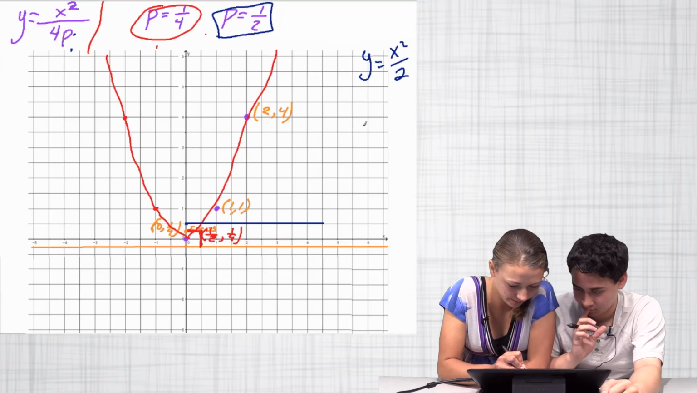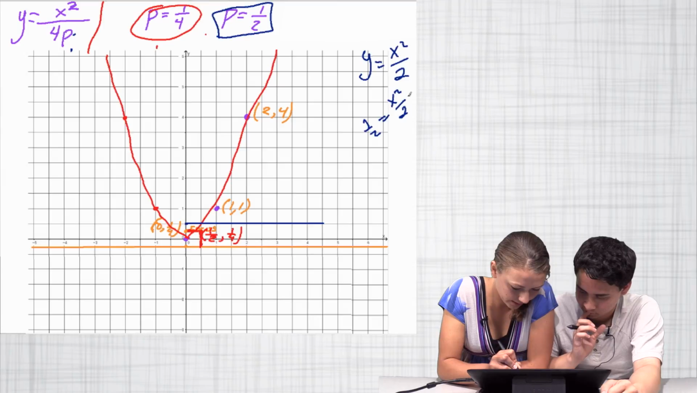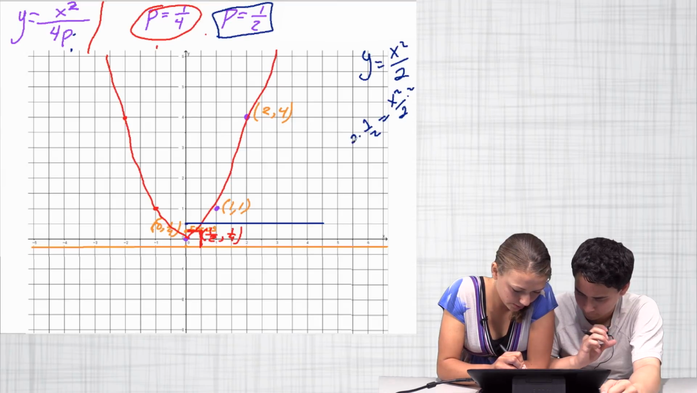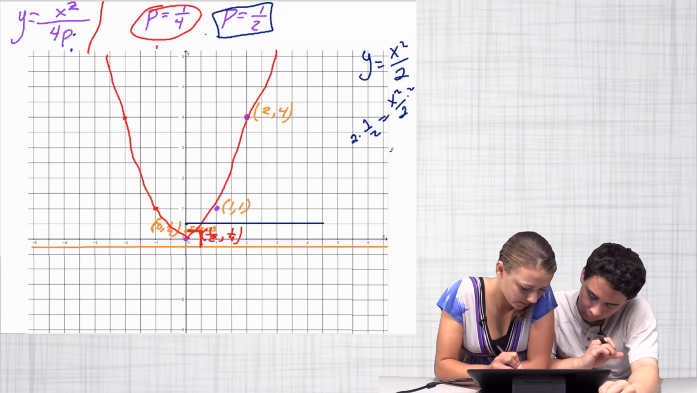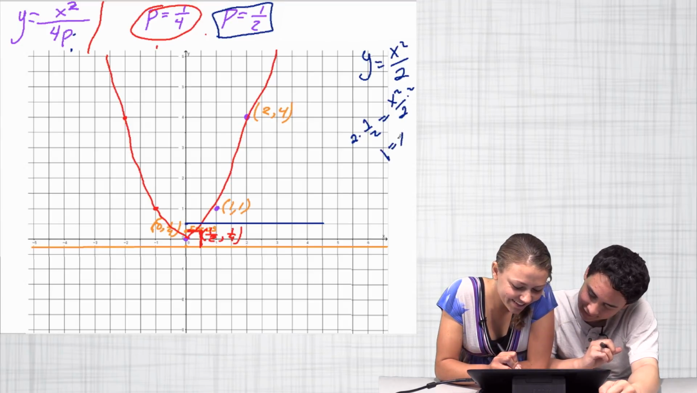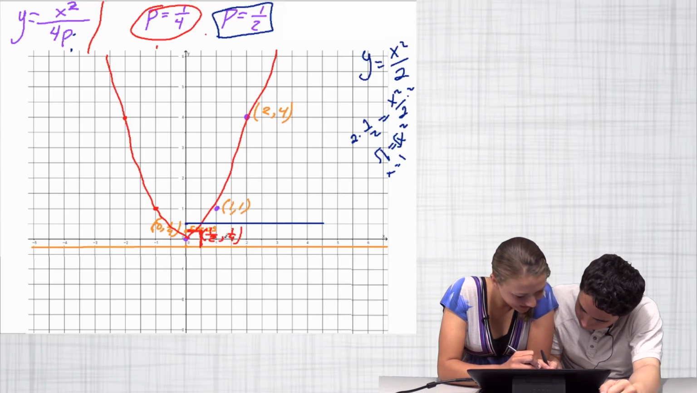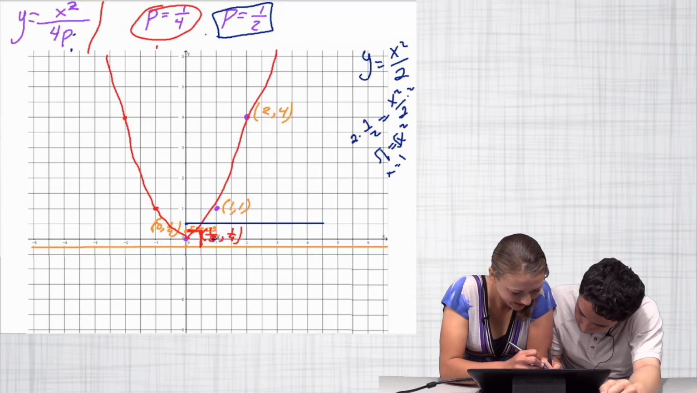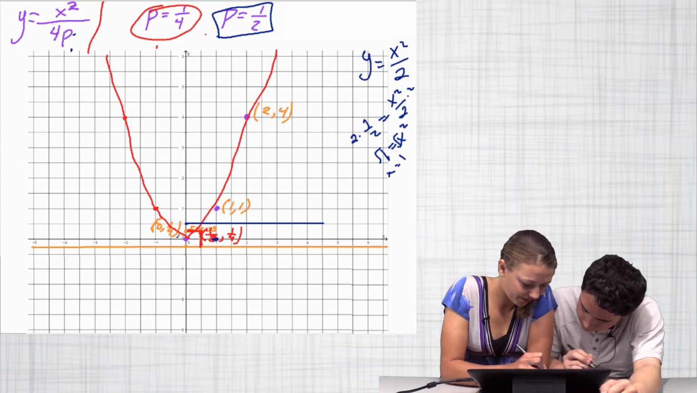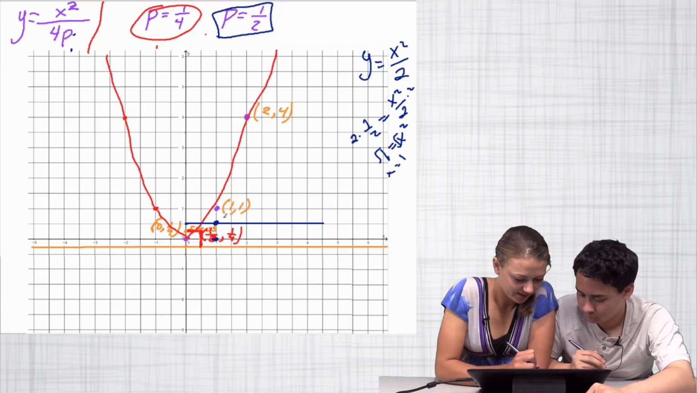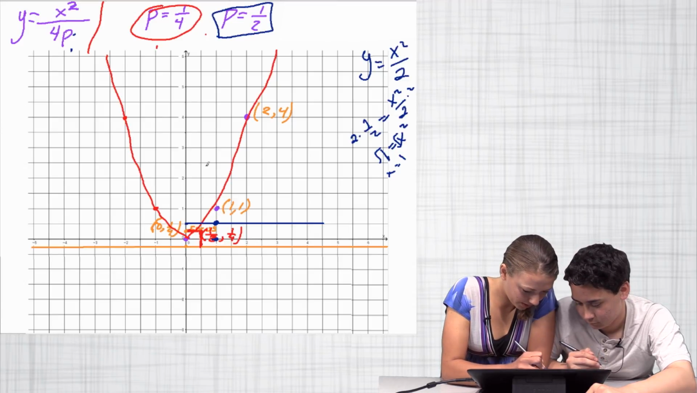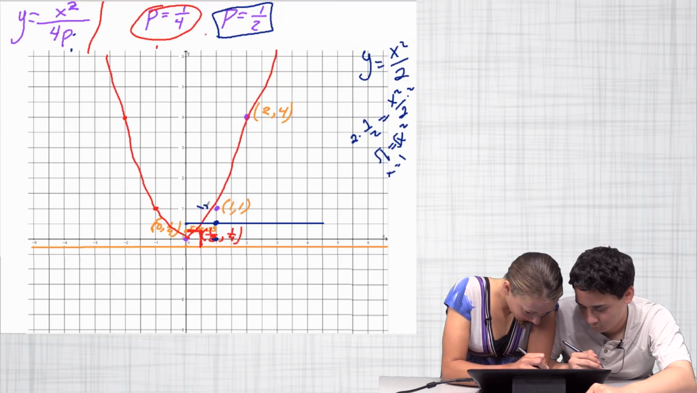Okay, so then we said that our y is going to be 1/2. So we're going to say 1/2 equals x squared over 2. So then times 2 times 2, which is 1, right? 1 equals x squared, so taking the square root, x equals 1. Does it work? Oh my gosh, it works. It falls along our point. And what's the coordinates? It's going to be 1, 1/2.